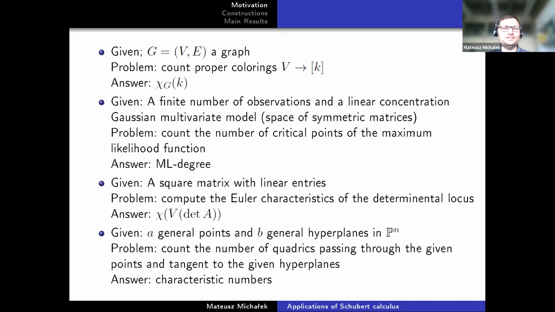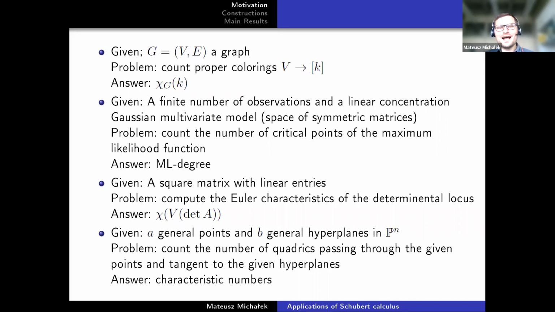So let me start by presenting some problems in those various disciplines, precisely when the answer is an integer. The first problem: given a graph with the set of vertices V and the set of edges E, we would like to count the number of so-called proper colorings using k colors. So k here is a given fixed positive integer. And what is a proper coloring?